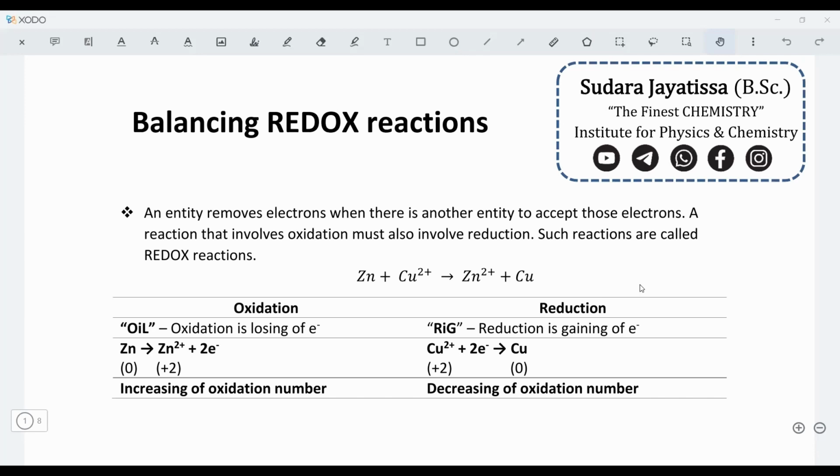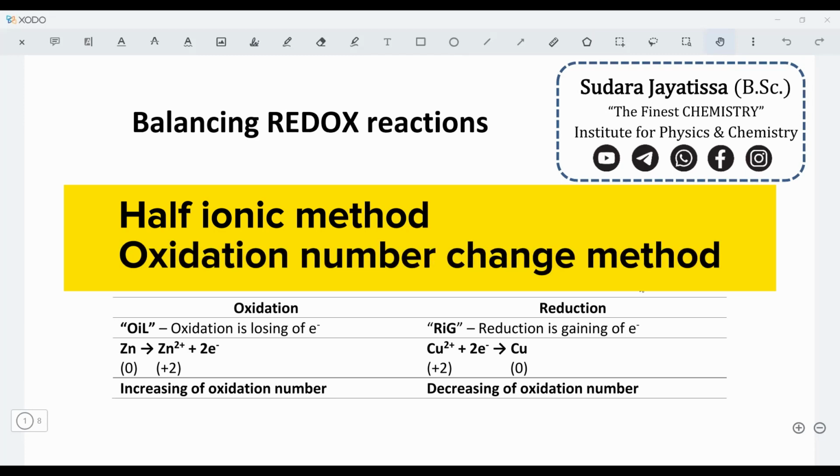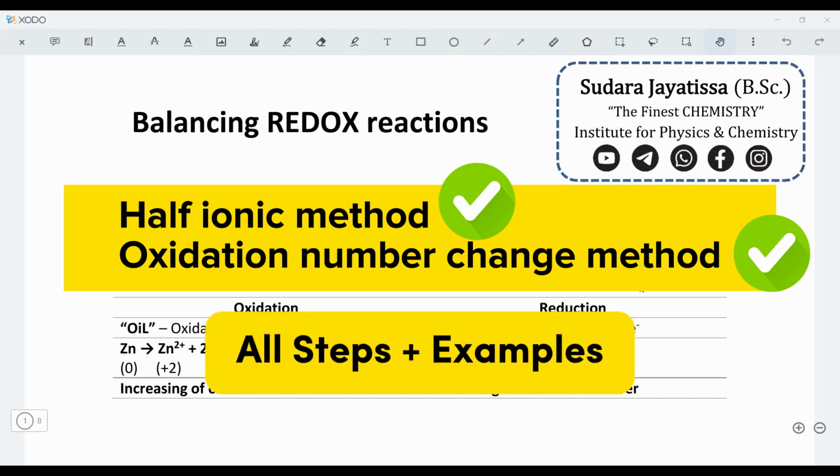Today we are going to discuss balancing redox reactions. There are two methods to balance these redox reactions, and I'm going to discuss both methods today with some examples. I will guide you through all the steps that you need to complete to get the reaction balanced.